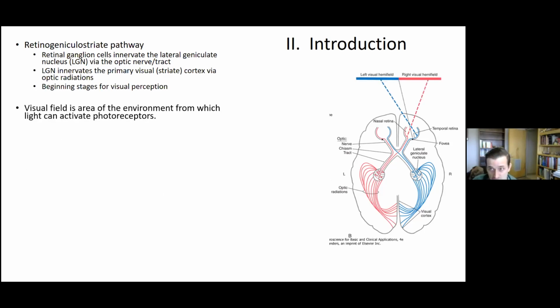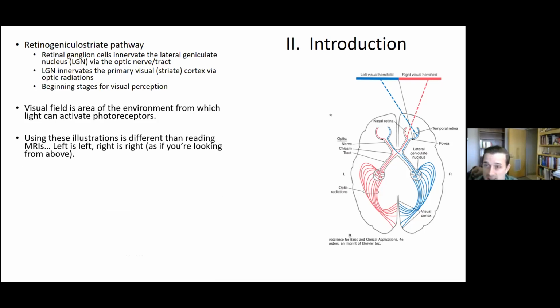The visual field is an area of the environment from which light can activate our photoreceptors. Those are the rod and cone cells inside your retina. Our visual field is perceived by both eyes. Therefore, you have a left and right visual hemifield for both eyes, because both eyes are seeing what's in front of you. All right, and so that will be important later.